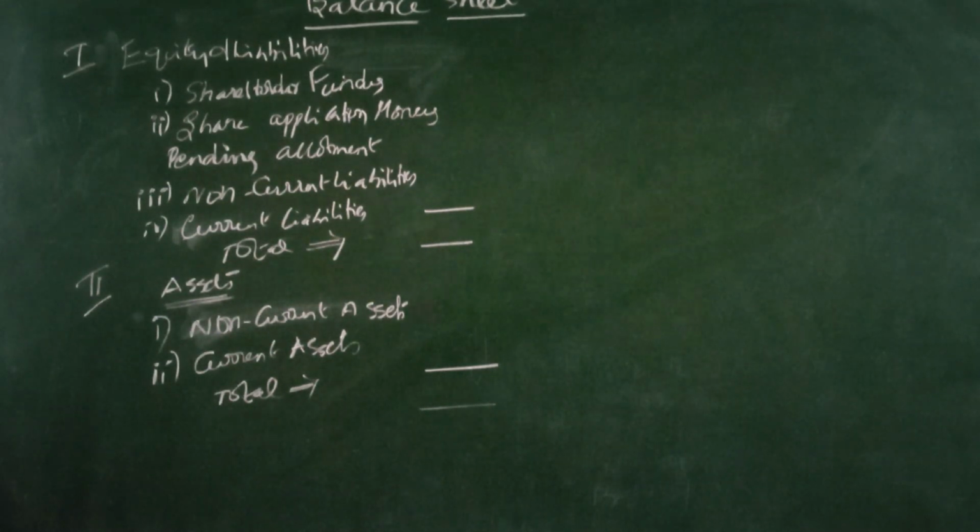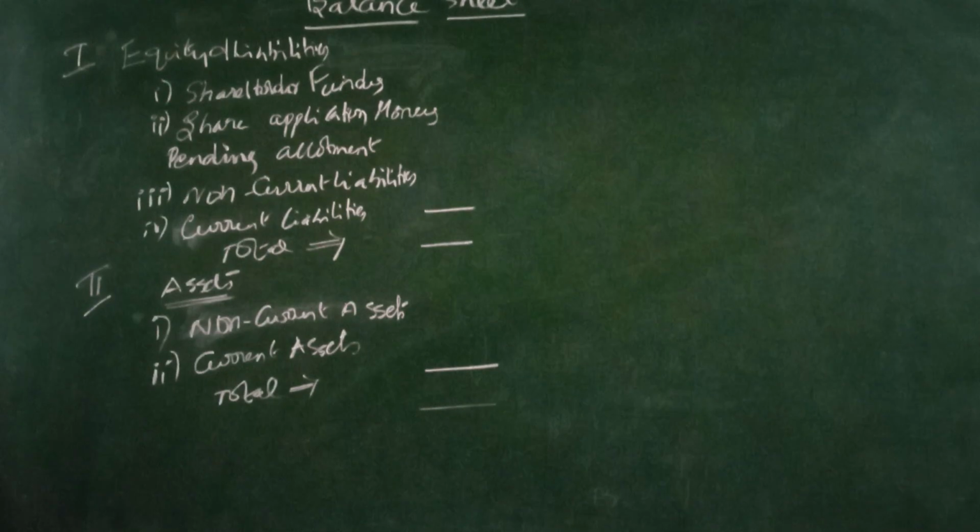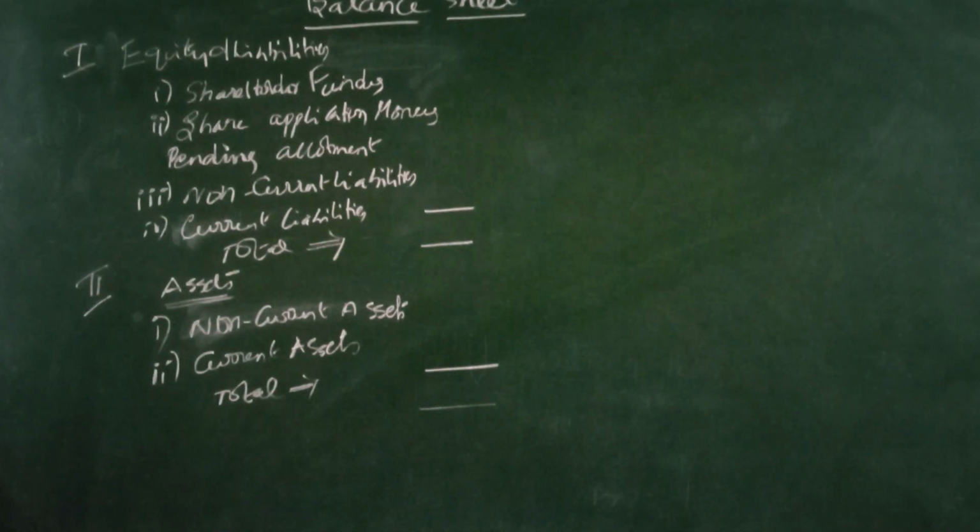The non-current item consists of fixed assets, tangible assets, intangible assets, capital work in progress, intangible assets under development, non-current investments, deferred tax assets, loans and advances, and other non-current assets. So in general, we can take fixed assets, investments, and other loans and advances, right? These are the items we will have on the asset side of the balance sheet.